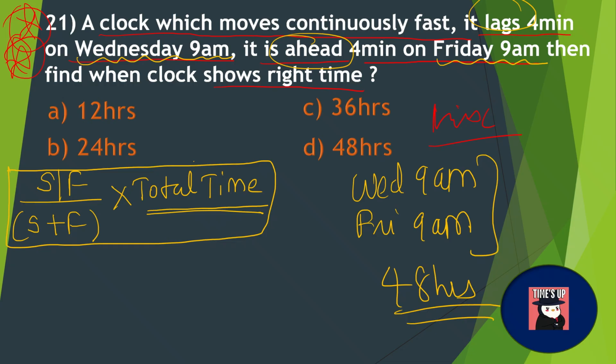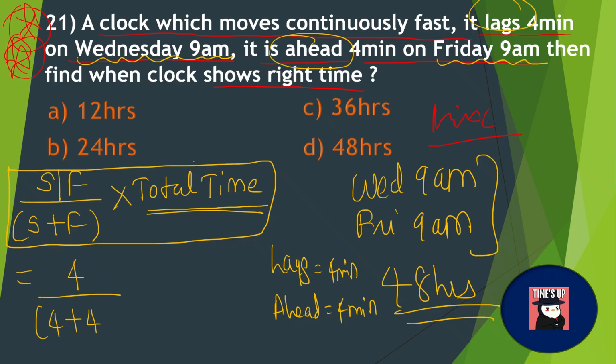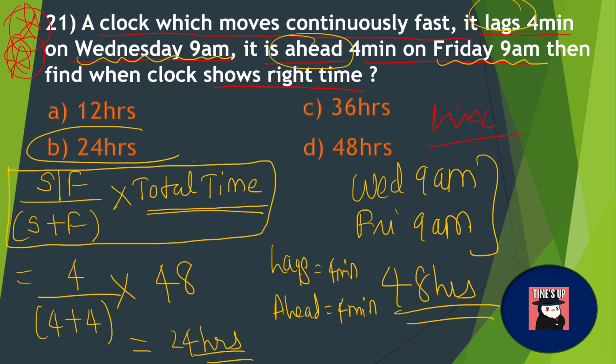I told you. Now, slow or fast? Lags. Now, how much time does it lag? It has said 4 minutes. How much time is it ahead? It is 4 minutes. So any one you can take here in the first part. So I'll take 4 divided by slow plus fast, so 4 plus 4, into total time 48. So when you solve this, you will get 24 hours. Option B is the correct one. I hope you got this. Please take note of that formula.